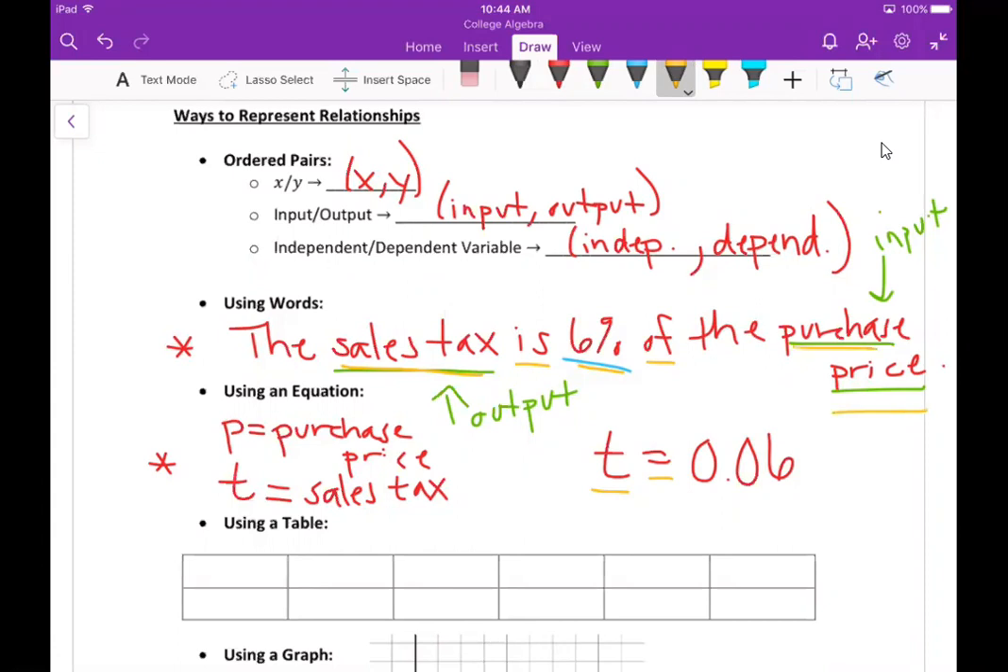And the purchase price is P, so I need to find 6% of P, which means I need to take 6% times P. So that's how I would calculate my sales tax each time. And now I have this awesome equation that no matter what my purchase price is, I can just plug that in and get my sales tax. I have an equation now to represent this relationship.